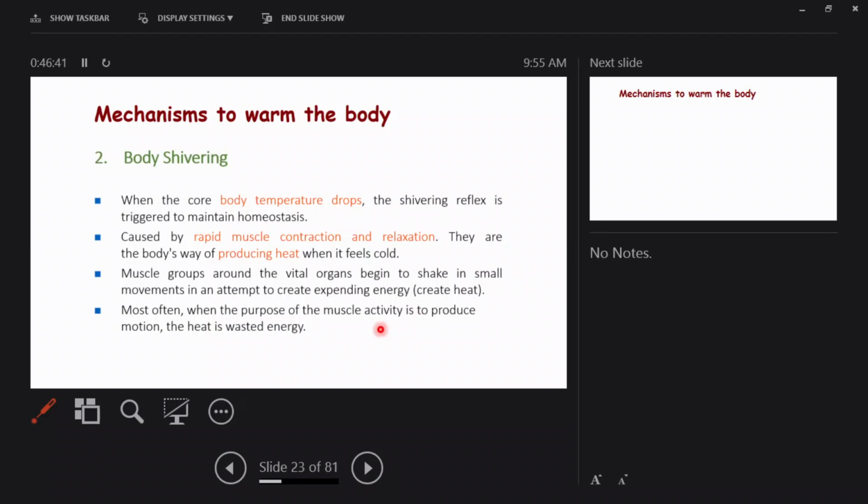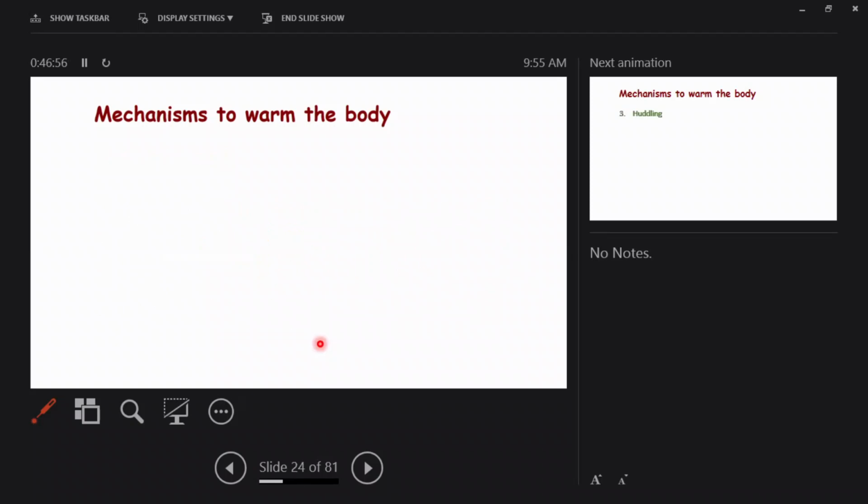So most often, when the purpose of muscle activity is to produce motion, the heat is wasted energy. The heat is wasted energy, but we need this in order to maintain the body temperature or the homeostasis of the body temperature.